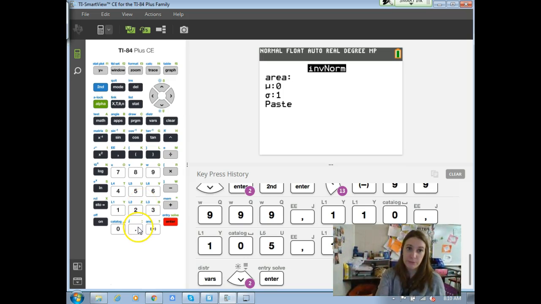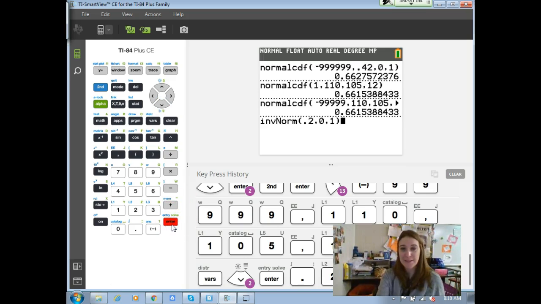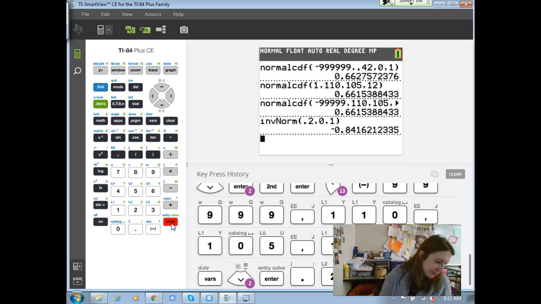So 0.2. And it's already defaulting to 0 and 1. Probably because my husband just got done doing his stats class, and that was the last time he did a question. And he was using my calculator. So there's our first z-score, negative 0.84. Jot that down. And then we also need to find, let me guess, positive 0.84 when you do the other one. What I like to do is just go back up and edit this.